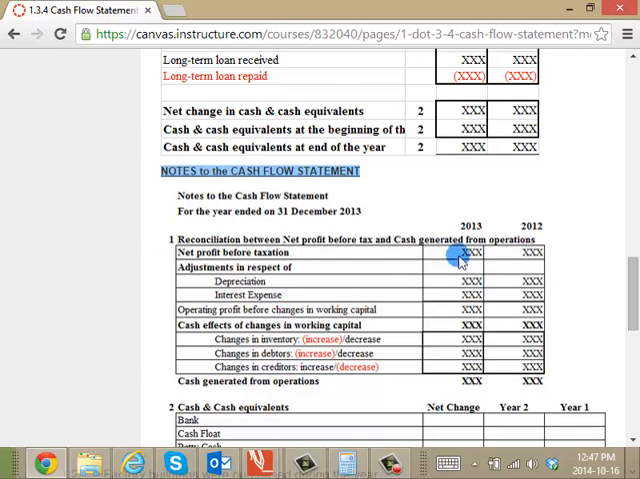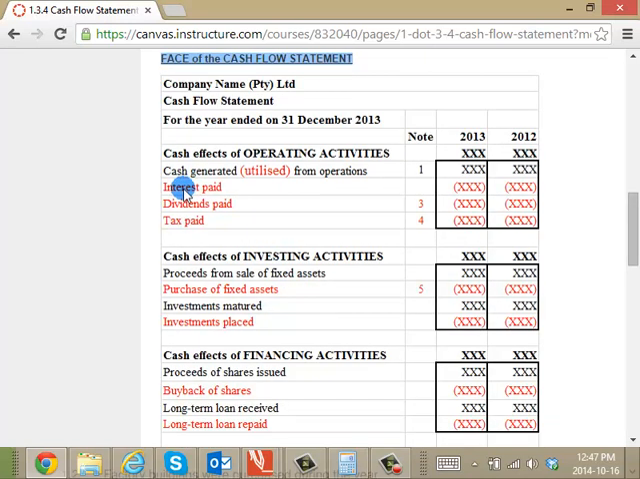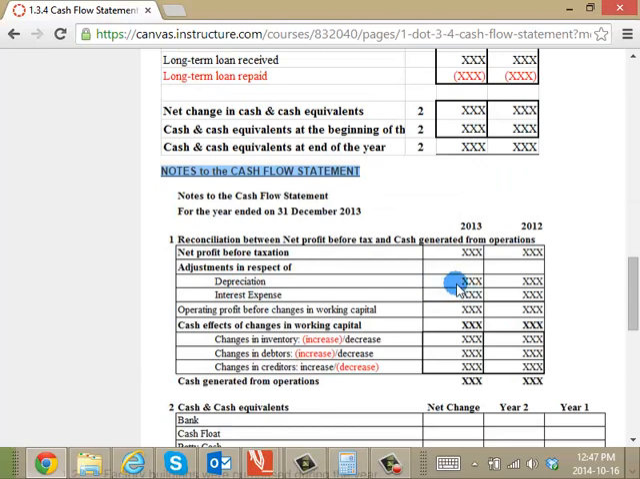Interest expense, there's already a minus for the interest expense included in the net profit before tax. So because this interest is disclosed separately, have a look here, we've got interest which is on a separate line item. So we can't have it in twice. Okay, so we reverse it here. Even though these two are expenses, we're adding it back because it's a non-cash flow item, and we're adding it back because it's disclosed separately.